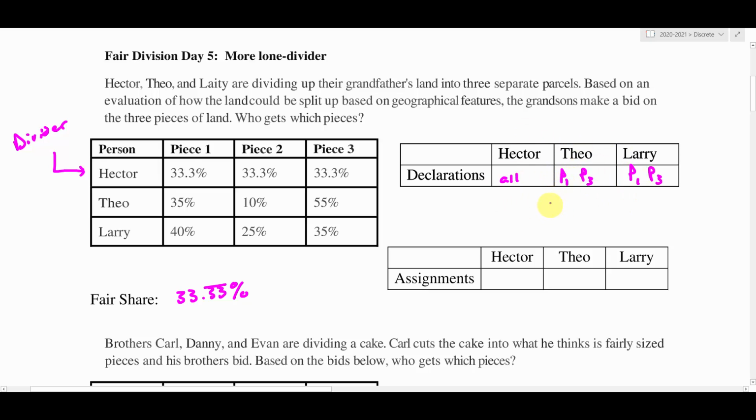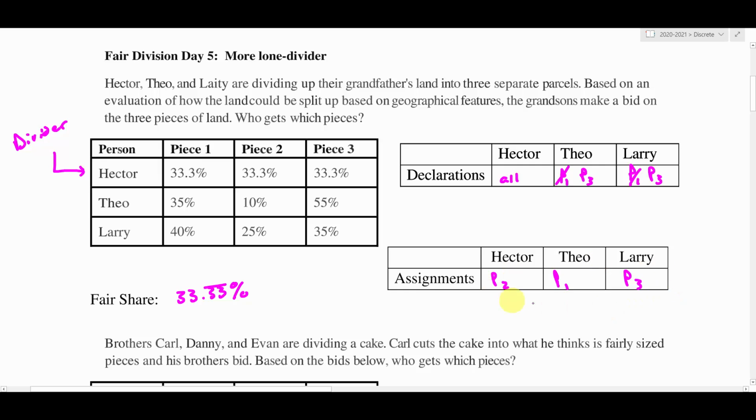Now, once we have the declarations, we can start doing assignments. Sometimes, based on the declarations we get from the three people involved in the division, we can make a nice assignment. It sometimes just works out where we can give each person a piece of the land that they're going to be happy with. For instance, I'd give Theo piece 1 because he was okay with piece 1, then get rid of piece 1 in all the other declarations. Then I would realize Leti is okay with piece 3, so I'm going to give Leti piece 3, which means Hector is going to be left with piece 2.